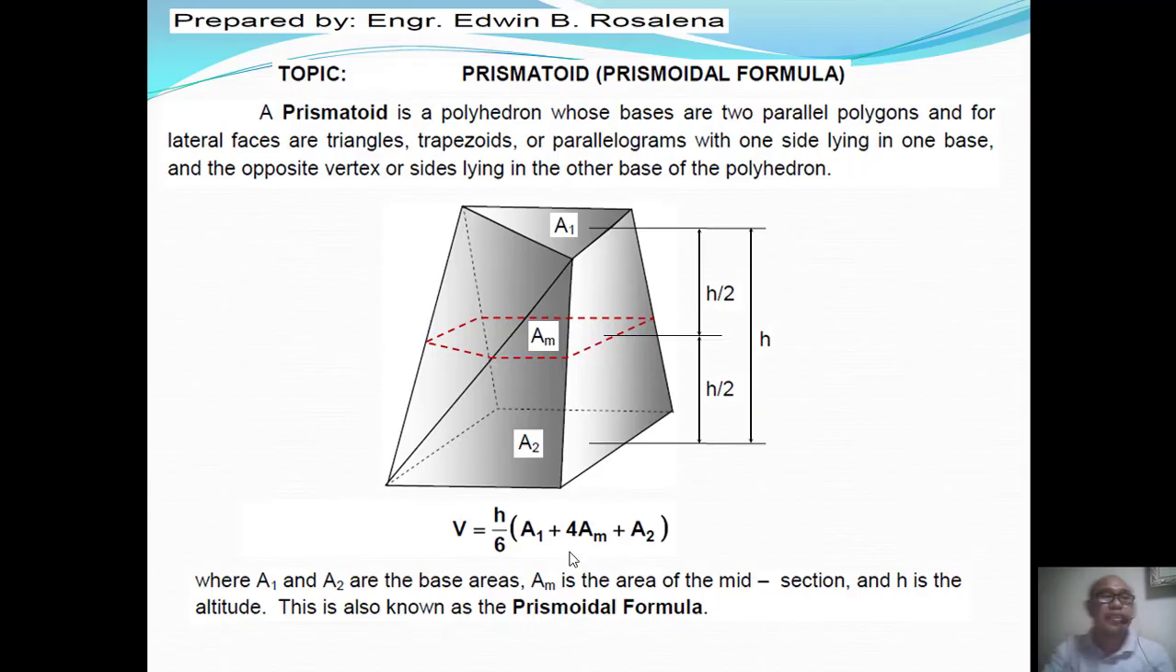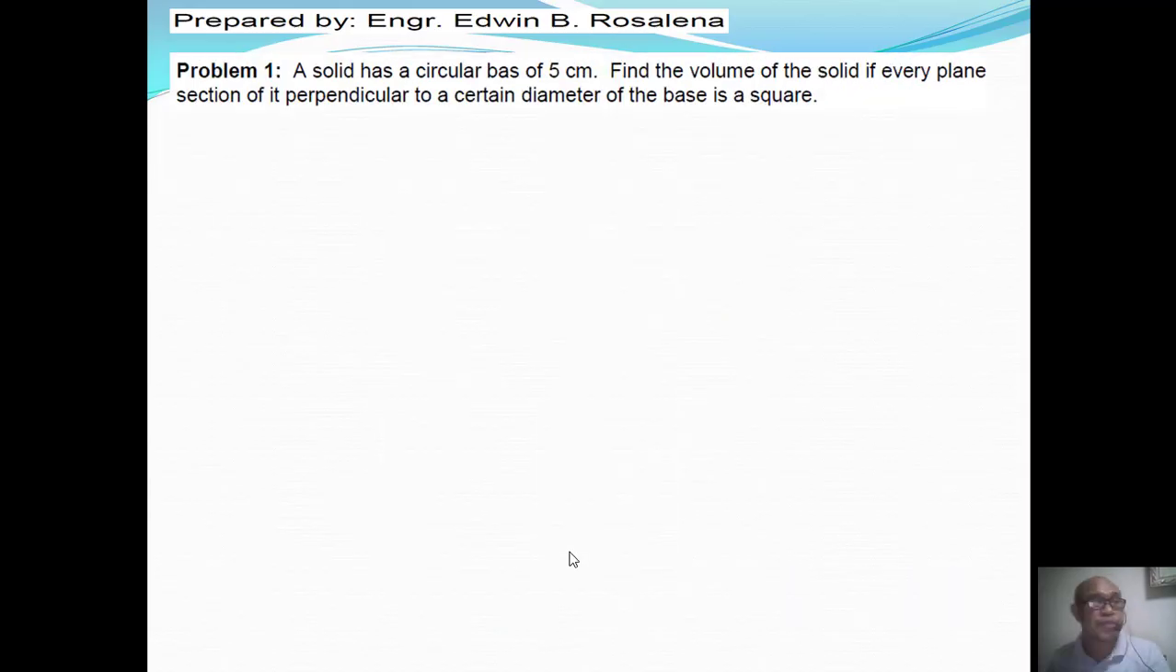Okay. So, I can have two representative problems for this. Problem 1. A solid has a circular base of 5 centimeters. Find the volume of the solid if every plane section of it perpendicular to a certain diameter of the base is a square.